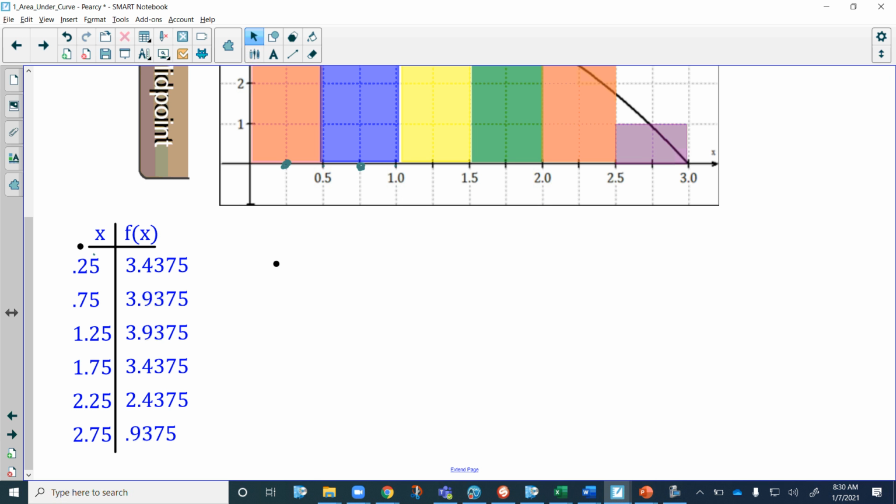So the midpoints of each rectangle are things that we need to be able to identify correctly. So here are the midpoints of each rectangle that we're using. And of course, we plug those into the quadratic that we have, so that we can get our corresponding heights, which are the decimal numbers under the y column of the table.